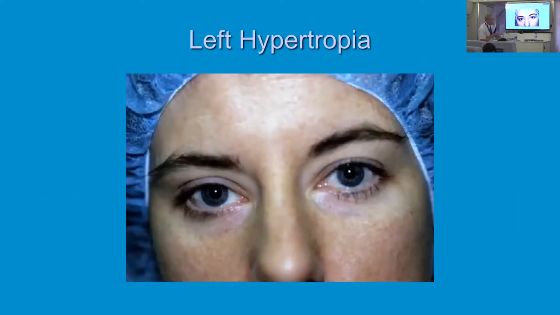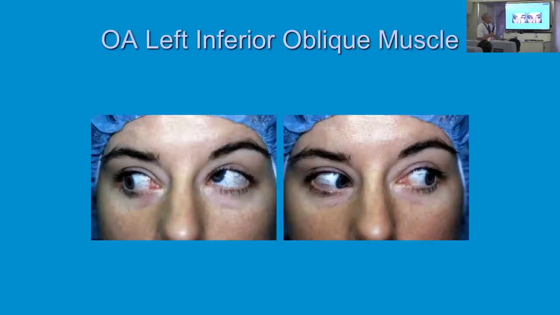So this is a girl who likes to tilt her head a little bit to the right, and she has a left hypertropia, but we'll see that in a minute. So she tilts her head to the right slightly. So the left eye is a little bit higher than the right. So when she looks to the right, the left hypertropia is greater than when she looks to the left. So she definitely has some overaction of the inferior oblique muscle.